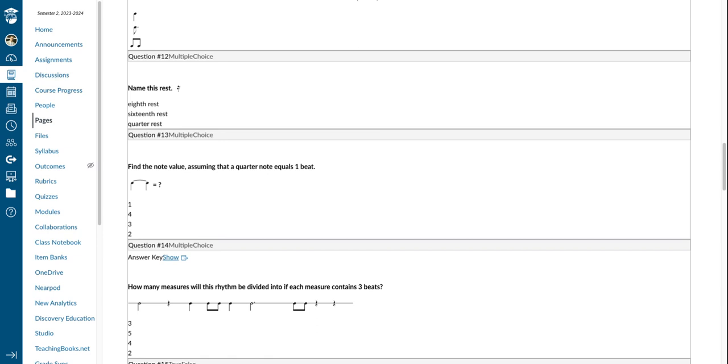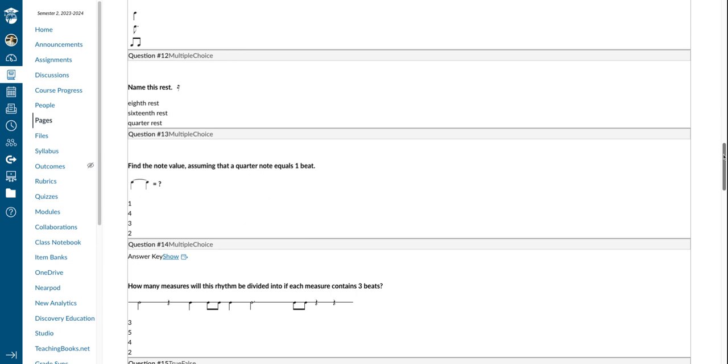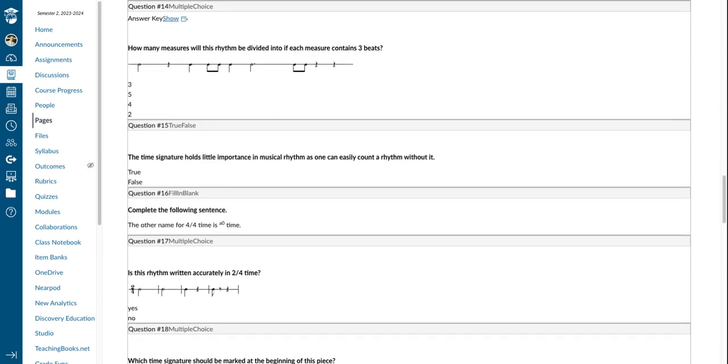Number 13, find the value, assuming that a quarter note equals 1 beat. So if a quarter note gets 1 beat and it's tied to a quarter note, that's 1 plus 1, that will be 2. Number 14, how many measures will this rhythm be divided into if each measure contains 3 beats? Okay, so if each measure contains 3 beats, that means the time signature is 3/4. We have to know that.